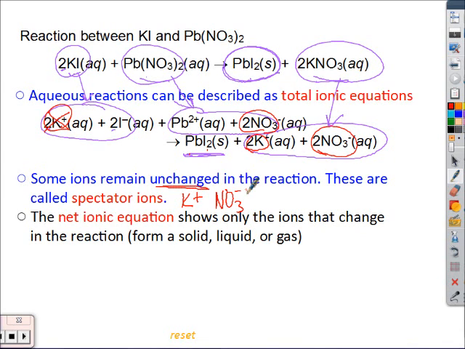Now my net ionic equation, I'm going to show only the ions that changed. So I don't show the spectators. I cross them out. And I rewrite it with just the ions and the solid that formed. So that would be your net ionic equation.